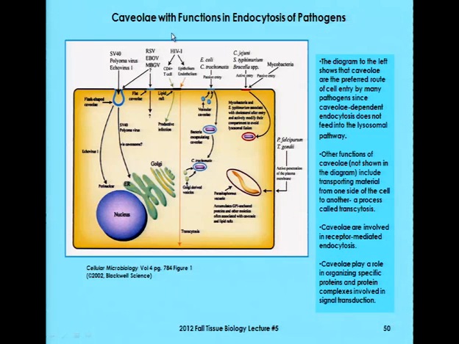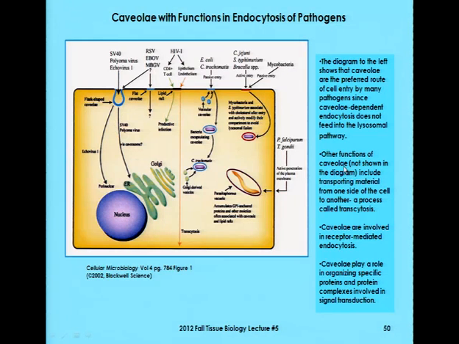Now, caveolae have a number of functions. One interesting feature of caveolae is that they are involved in the endocytosis of pathogens. In fact, they are the preferred entranceway into the cell. A number of pathogens prefer to enter the cell via caveolae because once they get in the cell, they are not placed within the lysosomal pathway, so they're not subject to degradation.